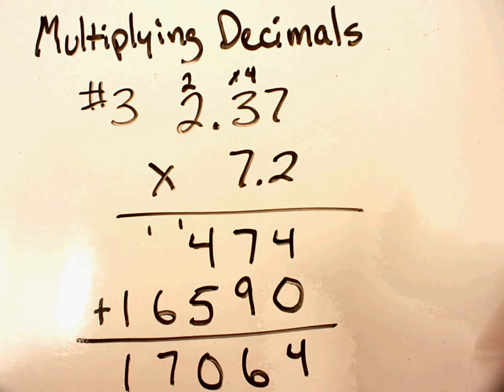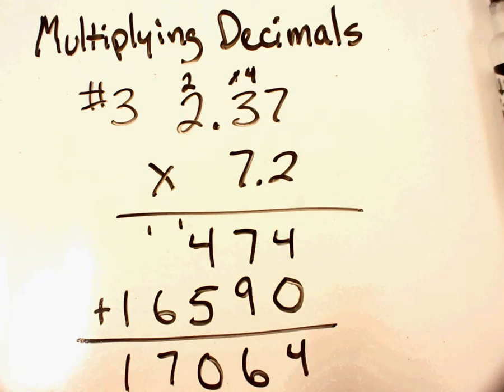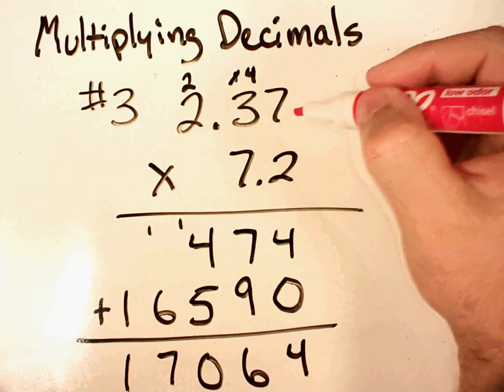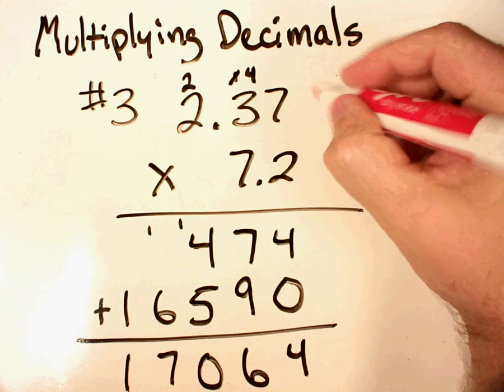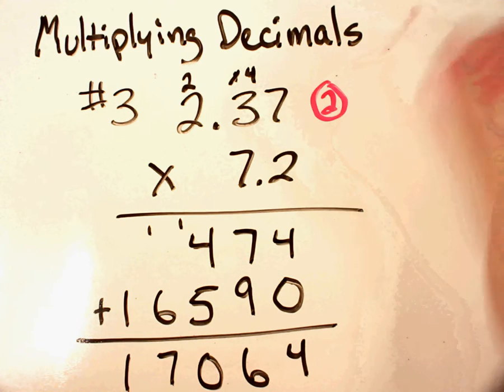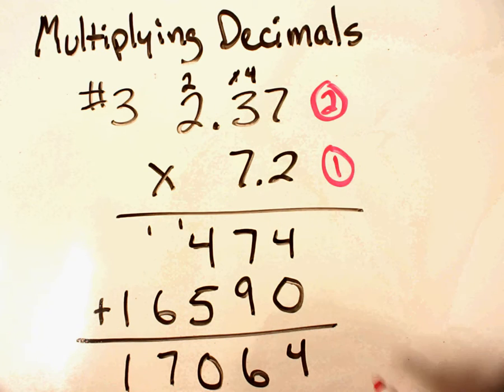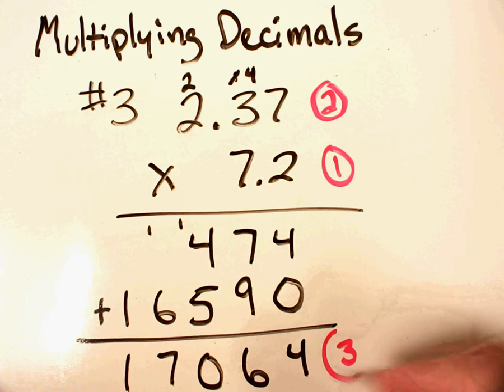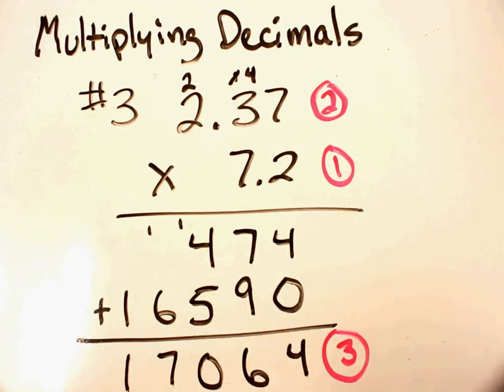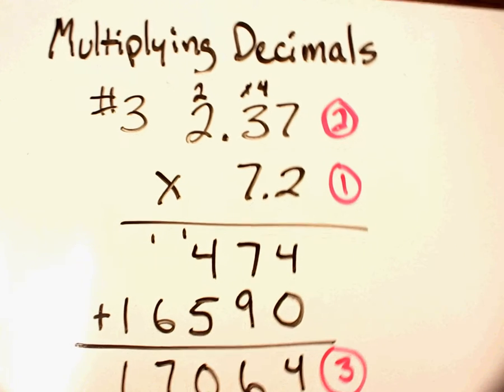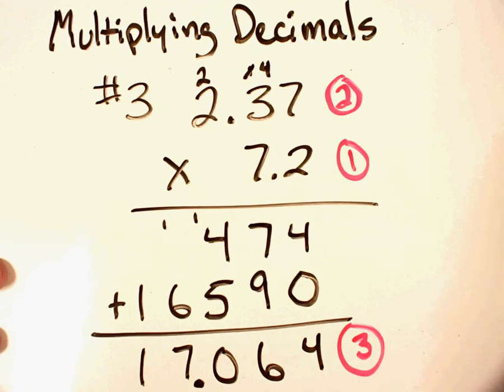All right, so again, we're going to look at our decimals. On our first number, our 2 and 37/100, we've got 2 numbers to the right of the decimal. And on our 7 and 2/10, we have 1 number to the right of the decimal. So our final answer needs to have 3 numbers to the right of the decimal. So I'm just going to count over 1, 2, 3, and I'm going to get 17 and 64 thousandths.